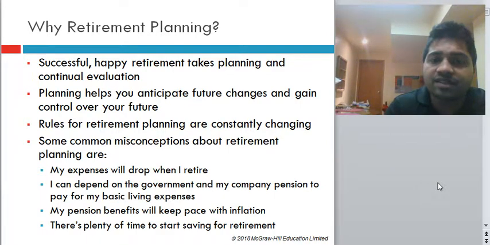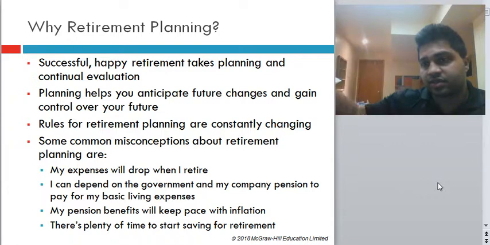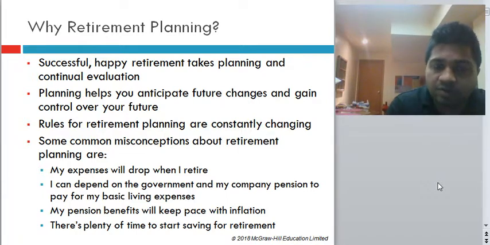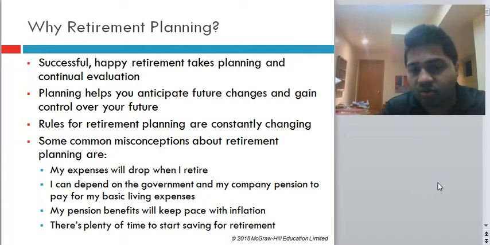Some common misconceptions of retirement planning are: my expenses will suddenly disappear when I retire. It's not true. You will keep on incurring expenses. I can depend on government and my company's pension to pay for my basic living expenses. Again, the pension is constant, but the expenses will keep on increasing because of inflation, so you may not be able to do it. My pension benefits will keep pace with inflation. Again, may not be true.